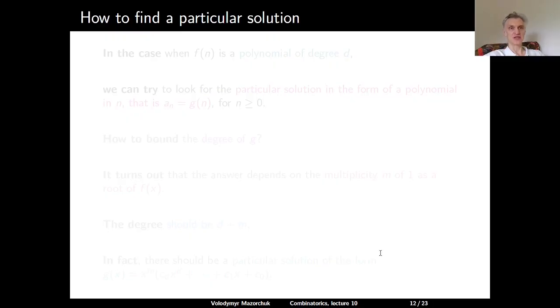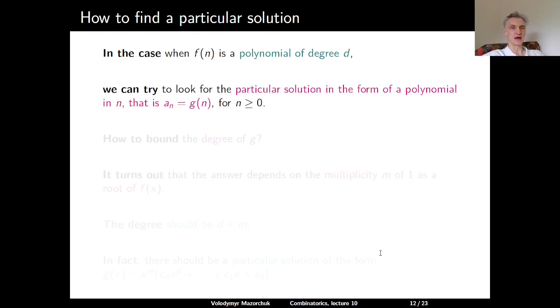So the big question is how to find a particular solution, and for this there are various tricks and techniques. In our special case, when our function f is a polynomial of degree d, we can always try to look for a particular solution in the form of a polynomial in n. That is, a_n, this particular solution, is of the form g(n), where g is some polynomial, for all n greater than or equal to 0.